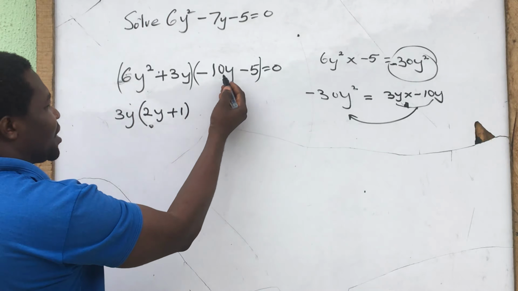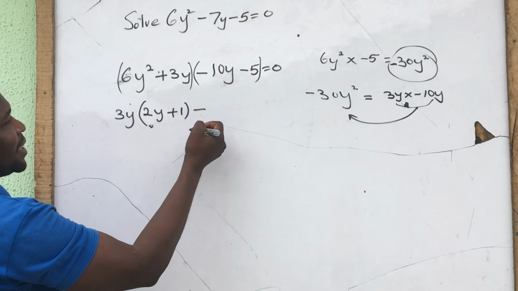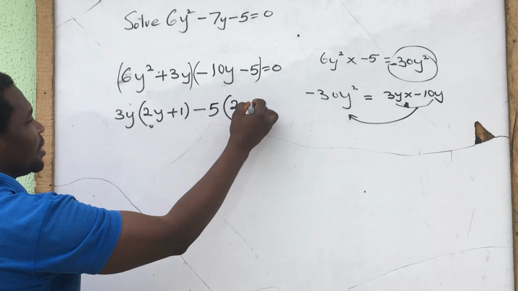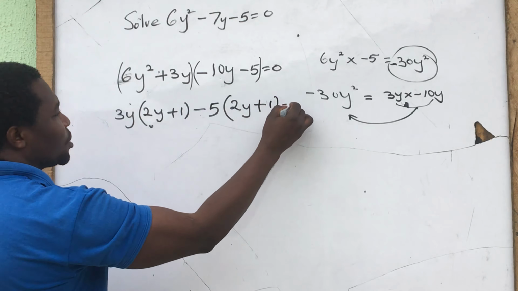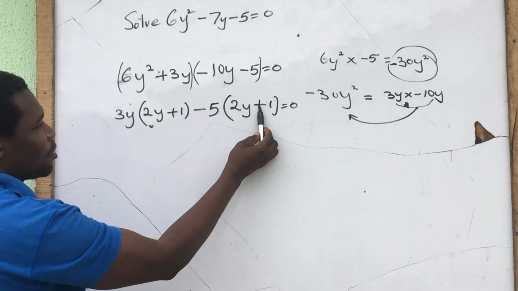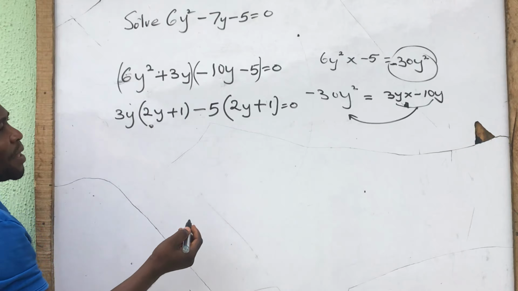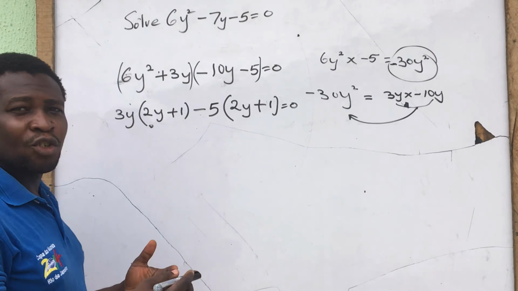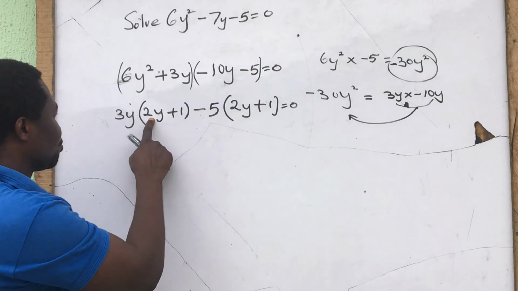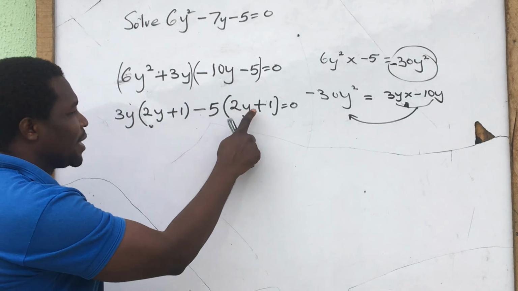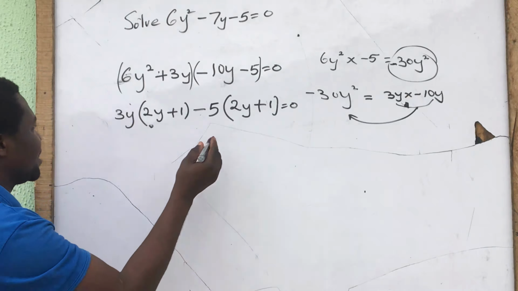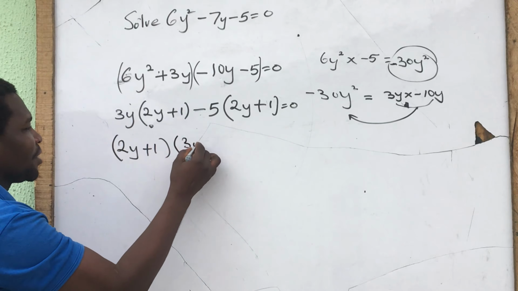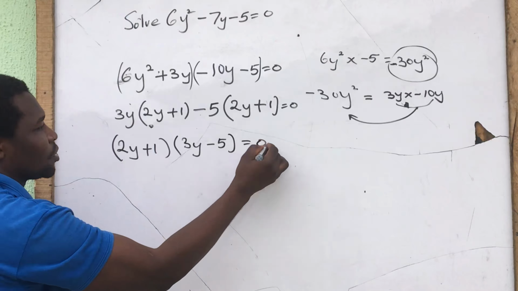If you look at the factors here, we have the negative sign, then we have the 5. What remains here is 2y plus 1 equals 0, because when you have minus times plus, it gives us minus. So you have the same thing. The next thing is to factor out again. The common factor here is 2y plus 1, 2y plus 1. So it's now very easy. That is 2y plus 1 multiplied by 3y minus 5 equals 0.